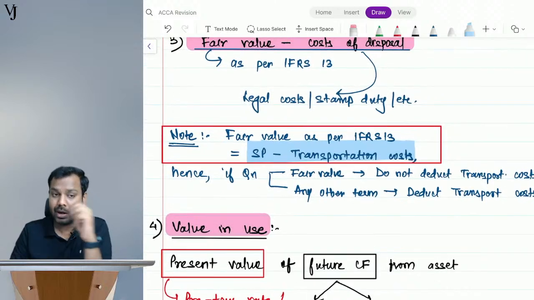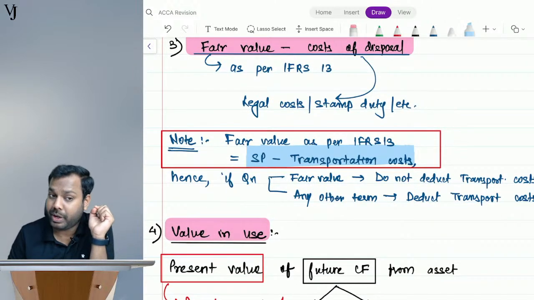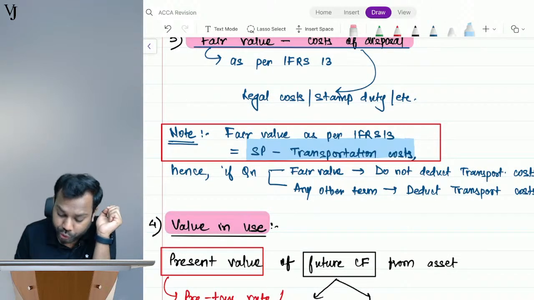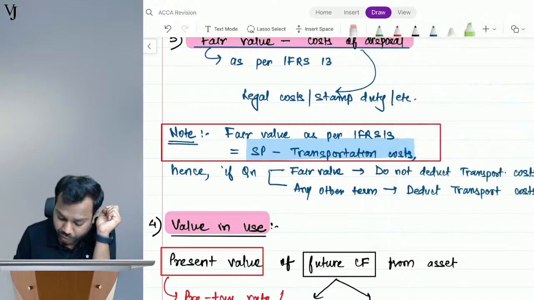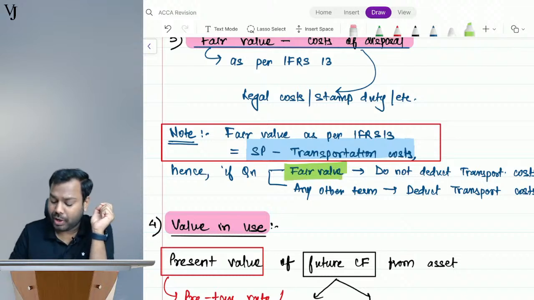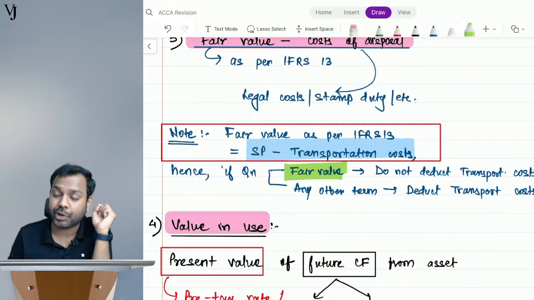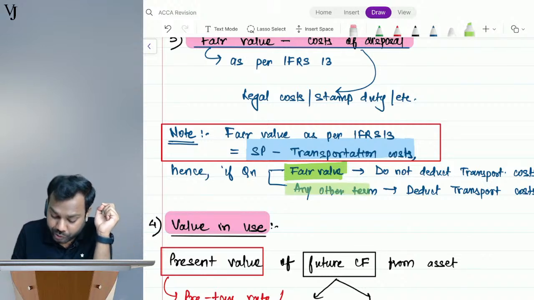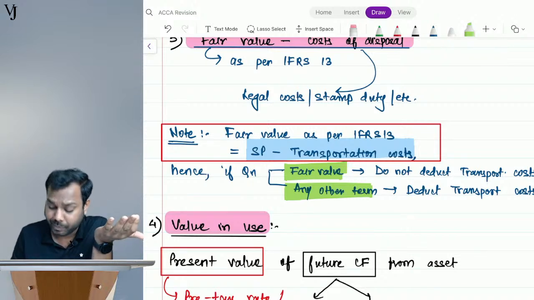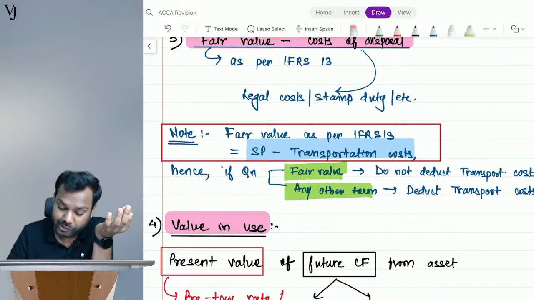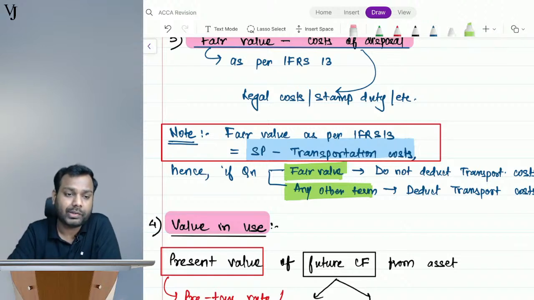But you have to be very careful. If the question uses the term fair value, then you will not deduct transportation cost, because the fair value is already adjusted for the transportation costs. If the question uses any other term like sale price or market price, you will adjust the transportation costs. Is it clear, everyone?